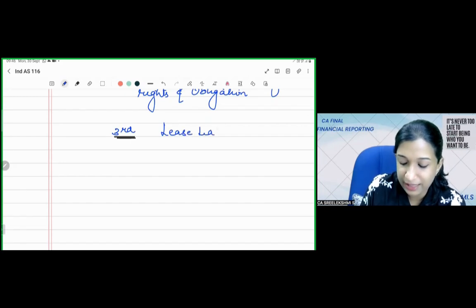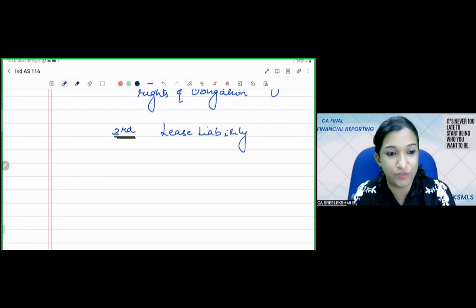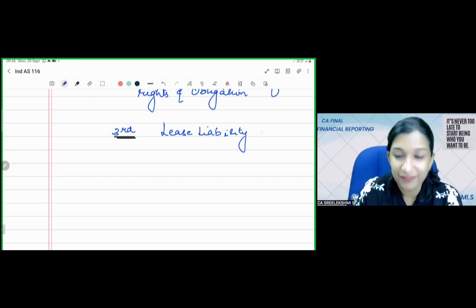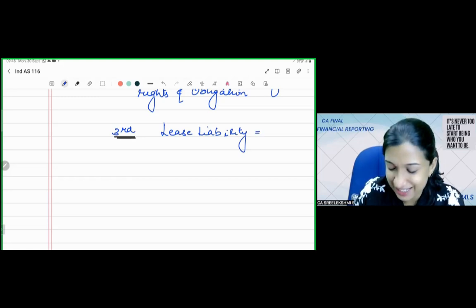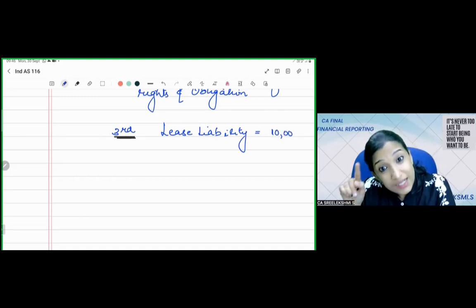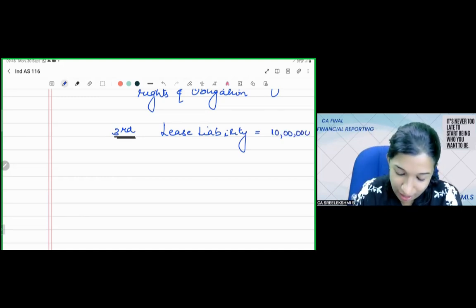How much will you take as lease liability? 10 lakhs. Why are you taking 10 lakhs? Lease liability is 10 lakhs. Very good, because towards the asset you have to pay.